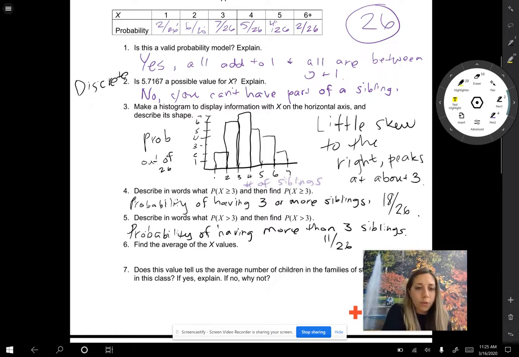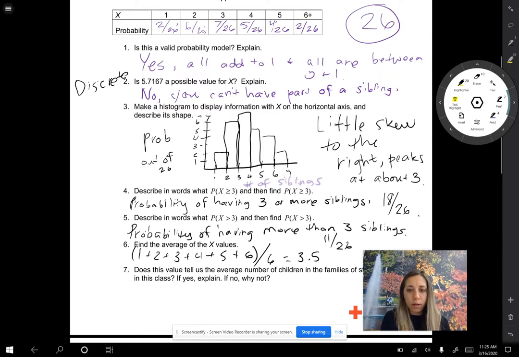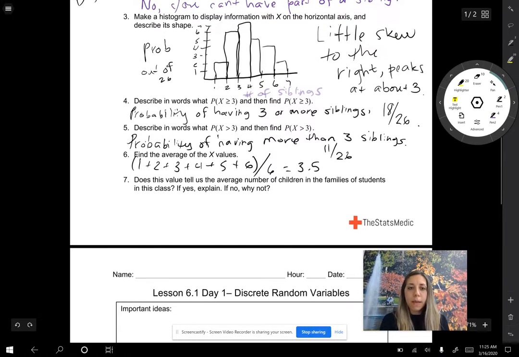If we were to find the average of the x values, we could add 1 plus 2 plus 3 plus 4 plus 5 plus 6, and then we could divide by 6, and that would equal 3.5. However, there's a little bit of a problem with this average because it doesn't account for the probability of getting that number of siblings in our class, or our fake class, I guess you could say.